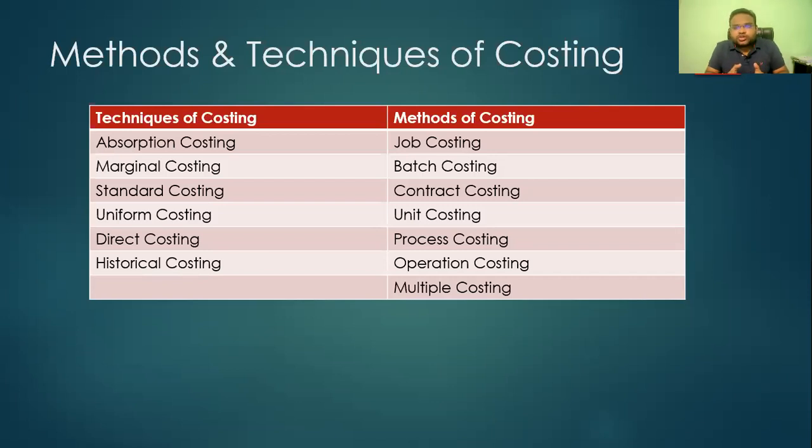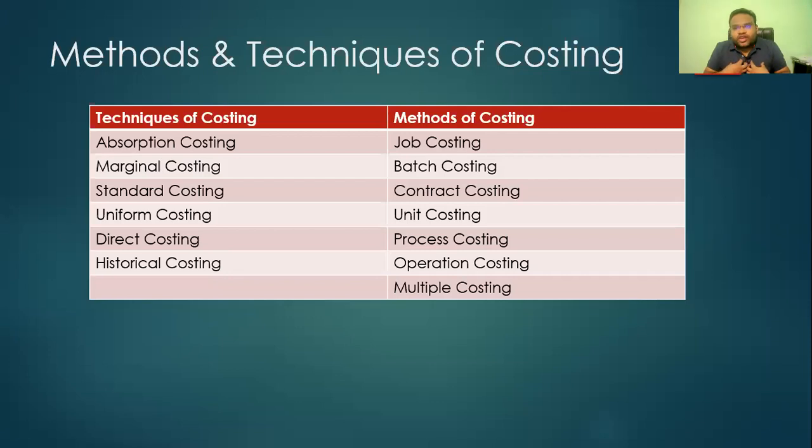That is the main objective of techniques of costing. Now, what are the methods of costing, sir? How do we find out? Let us take an example of job costing. Finding out the cost of a job is nothing but job costing. Batch costing: finding out the cost of a batch is called batch costing. Let me give you a simple example of job costing.